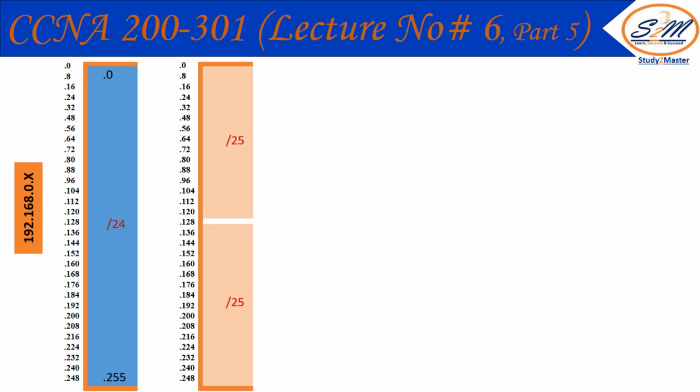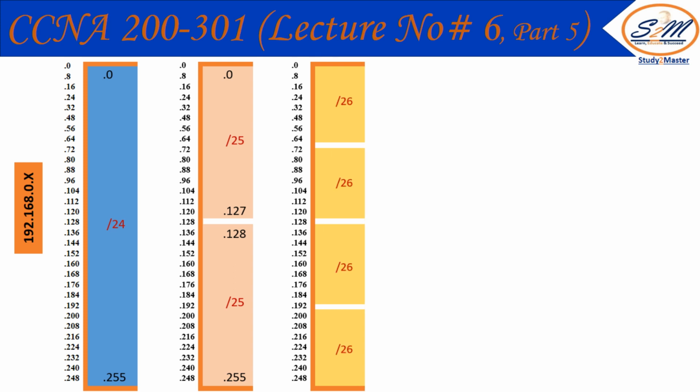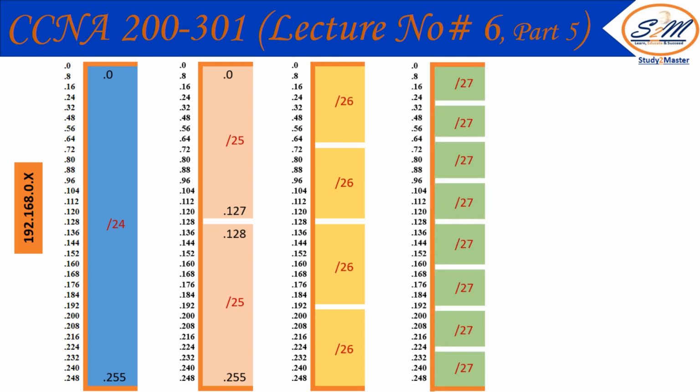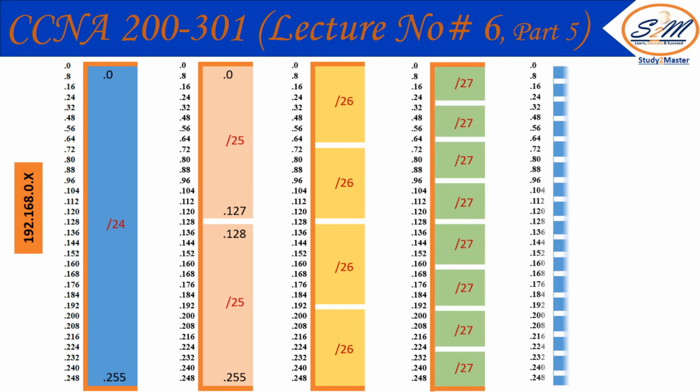We can now divide the /24 into 2 subnetworks. The first /25 has IP addresses from 0 through to 127. And the second /25 has IP addresses from 128 through to 255. We can further divide it into subnetworks. So we can divide it into 8 groups or 8 subnetworks and so on.